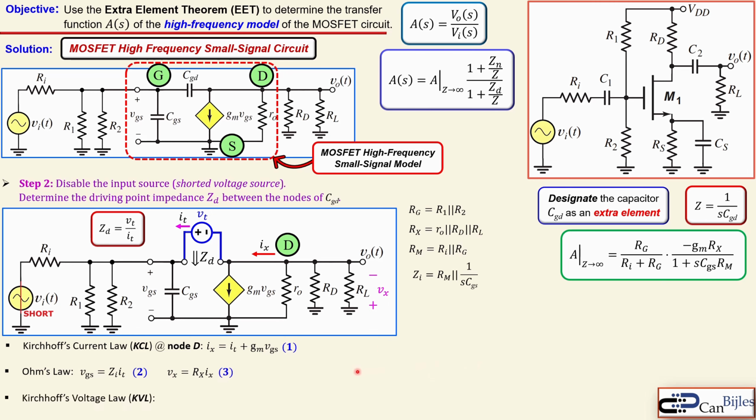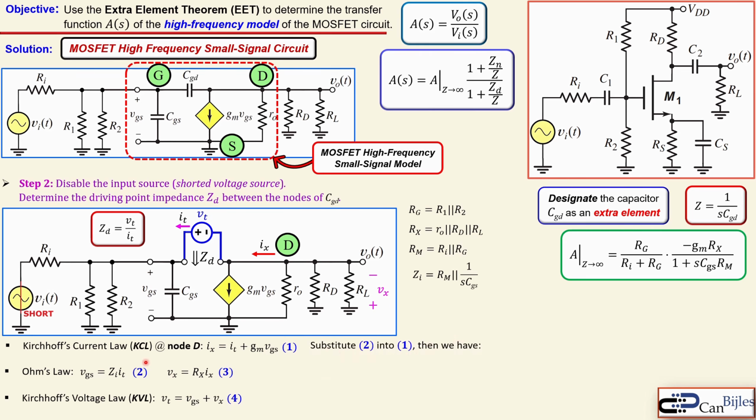Next one is the Kirchhoff's voltage law, and that will be applied on this loop here. So I can say this test voltage will see a gate to source voltage and then the Vx, and then I will make the loop complete. So Vt is VGS plus Vx. Okay, call this equation number 4. So we are almost there.